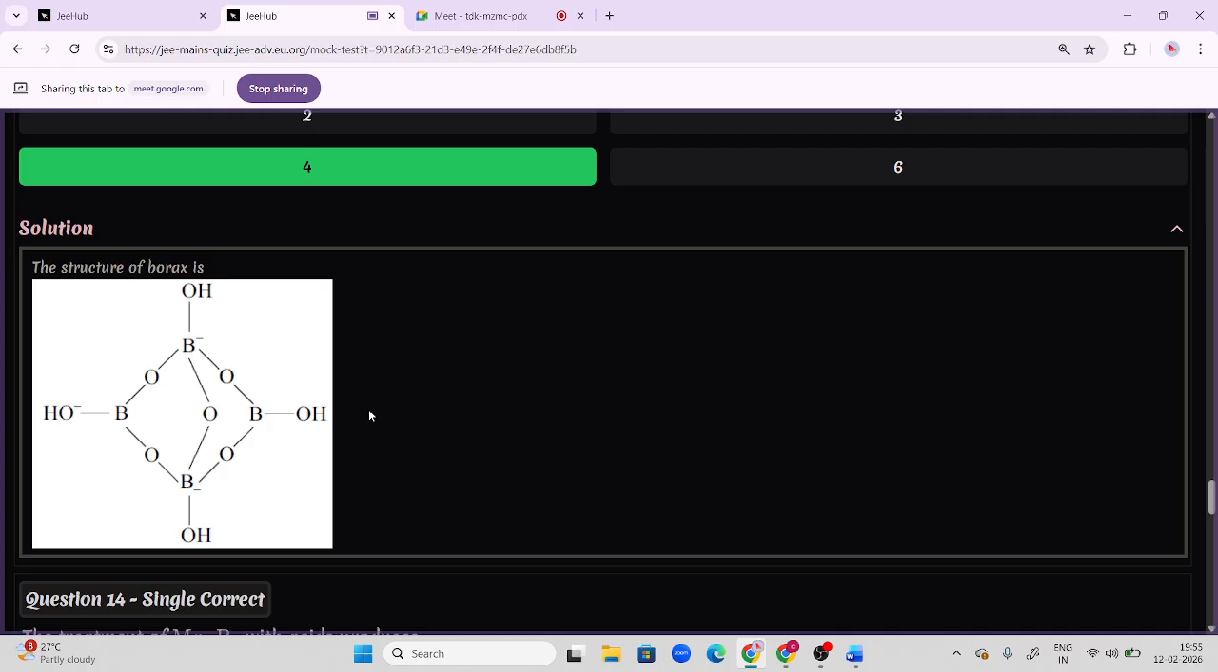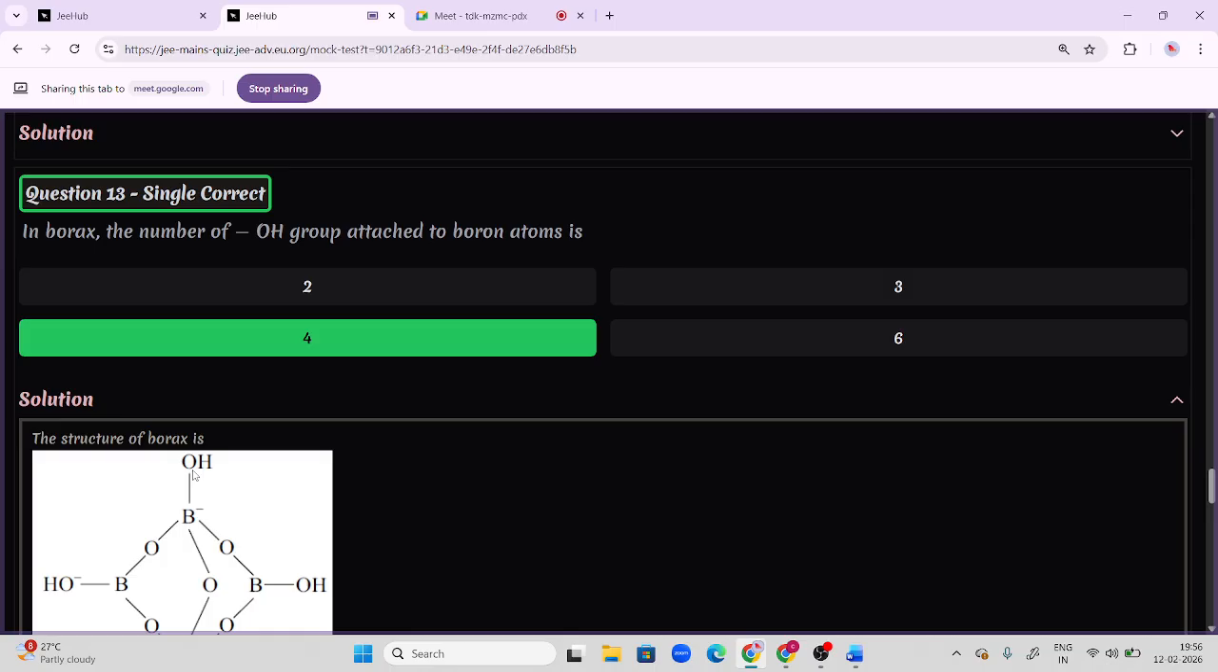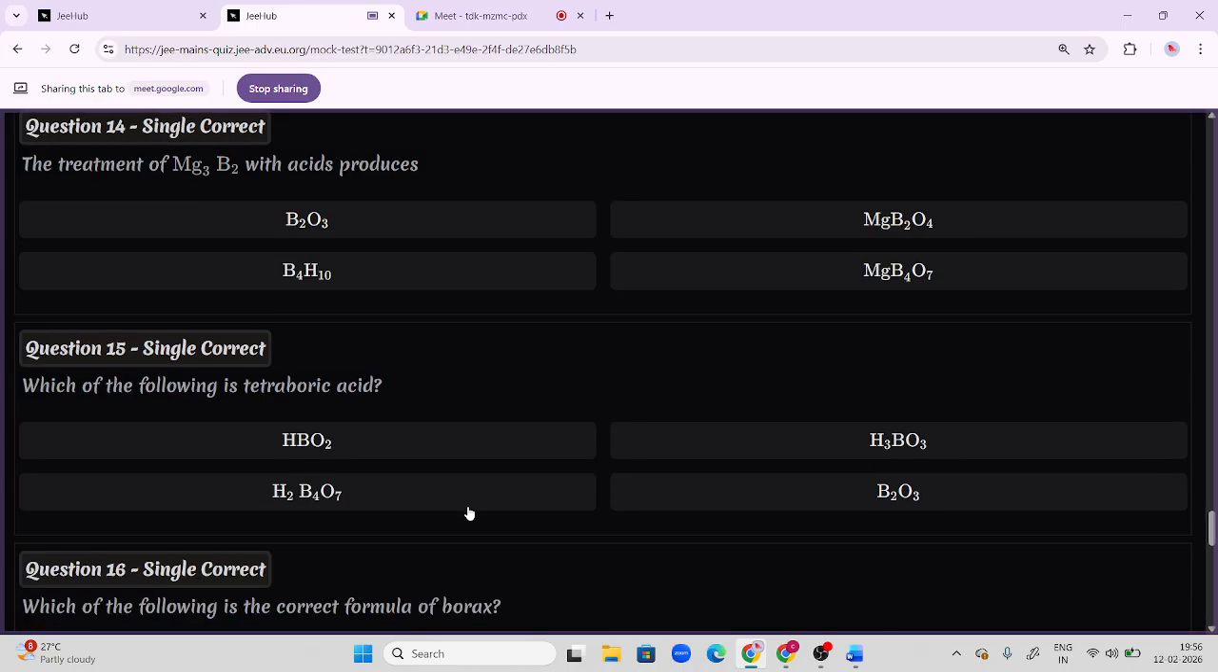SP3. All are sp3. Ma'am, the top and bottom ones are SP3. The side ones are SP2. Correct. So they'll be asking you the boron hybridization in borax. Borax has two different hybridizations, but boric acid, which we have just studied, is having only one hybridization, sp2. Okay, next one.